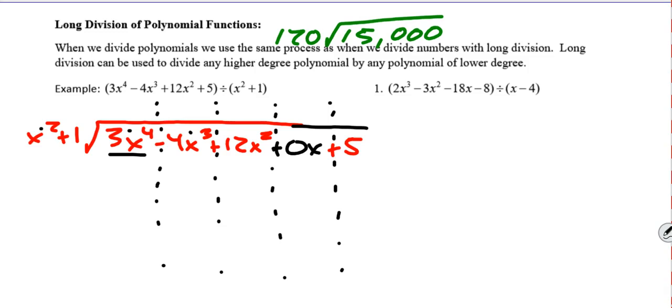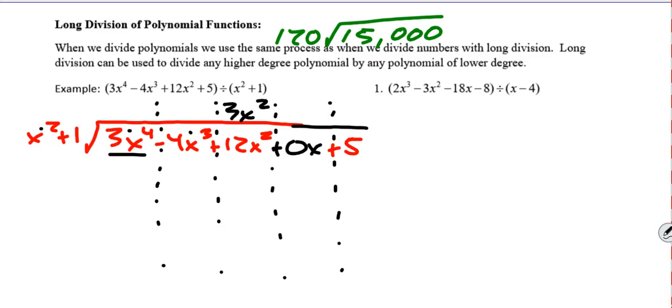You're really dividing 3x to the fourth by x squared to see what our first term is in the quotient, on top of the radical. So 3x to the fourth divided by x squared is 3x squared. Okay. So I put that in the x squared column.